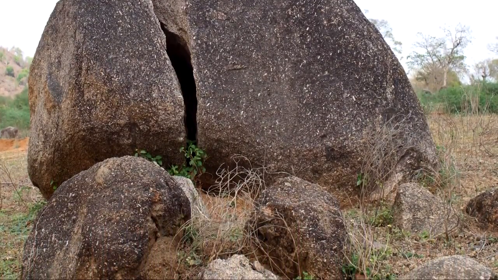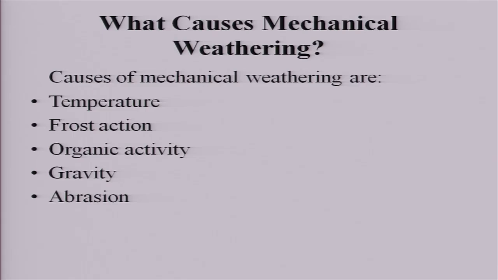Now, what are the causes for this mechanical weathering? A number of causes are there. First one is temperature. I will explain how it plays a role. Second one is frost action. Third is organic activity. Fourth is gravity and fifth is abrasion.